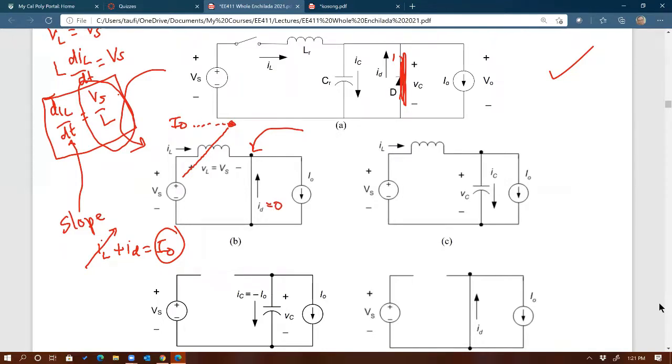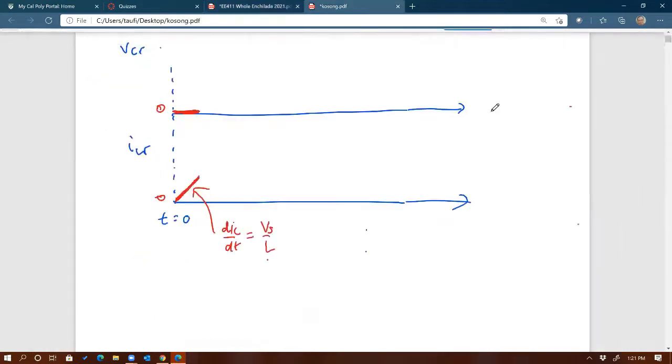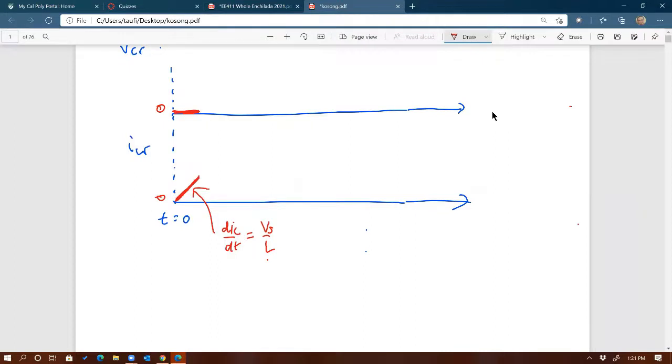When ID is equal to 0, what happens? The diode turns off, open. Then what's going to happen? The capacitor shows up. Now it goes to this state right there. As soon as the diode is off, the capacitor shows up. So if I draw that inductor current, it's going to keep increasing until it reaches I naught.